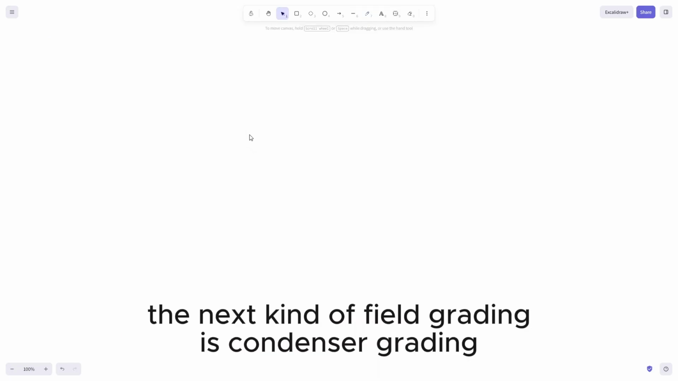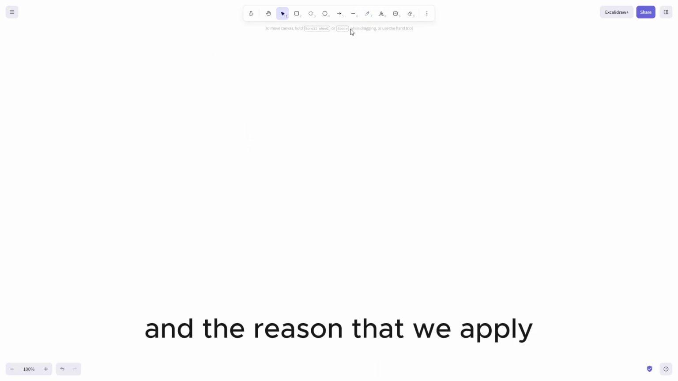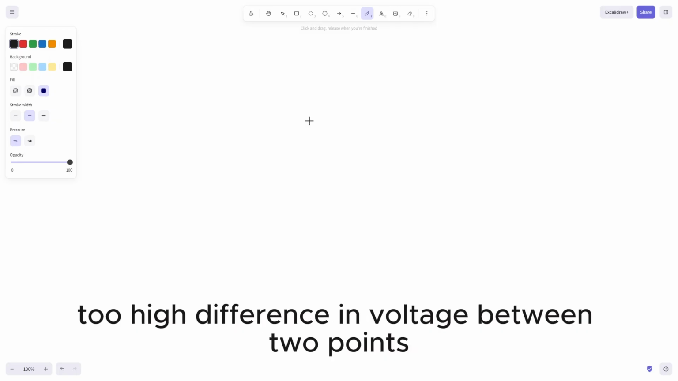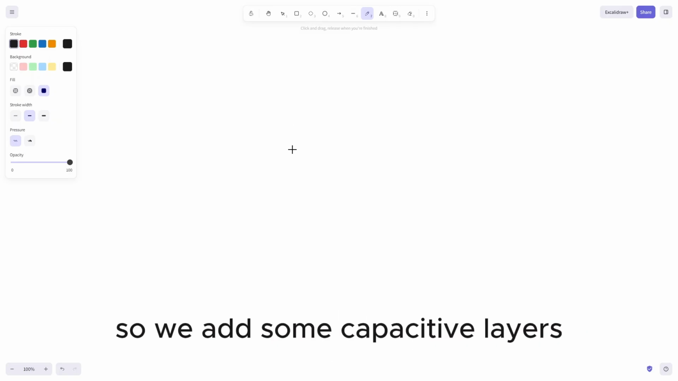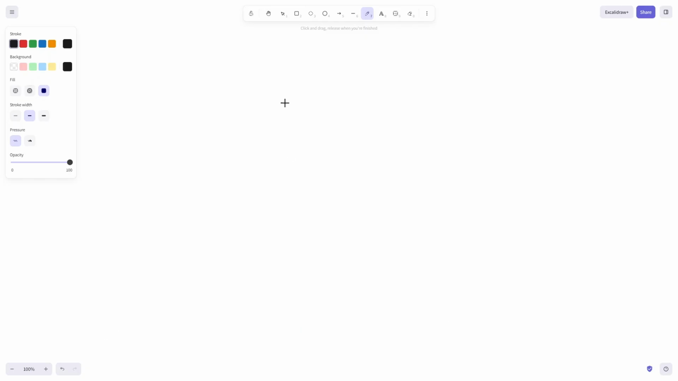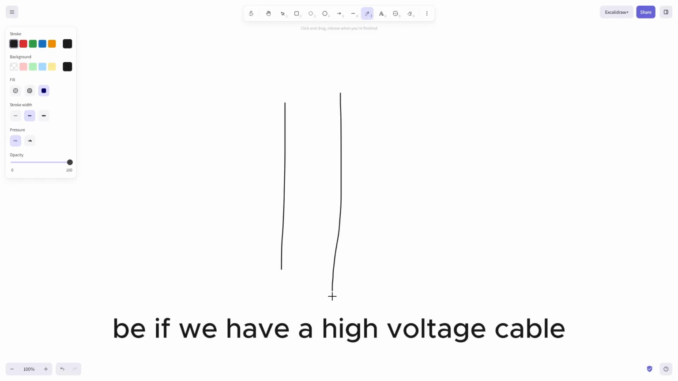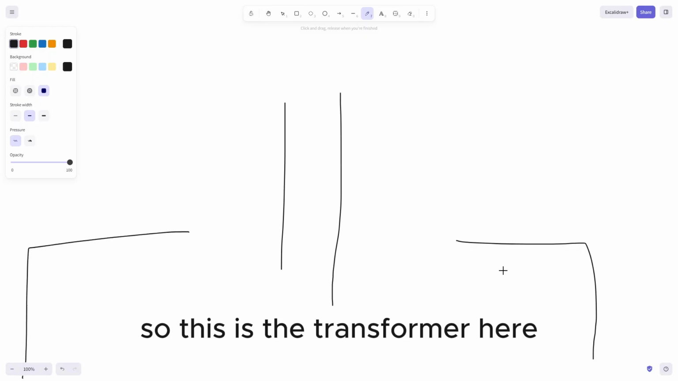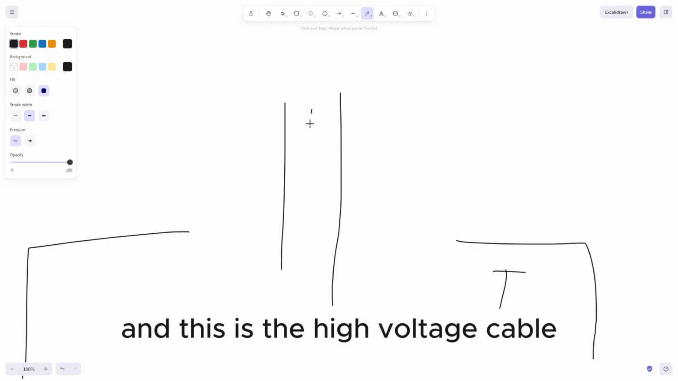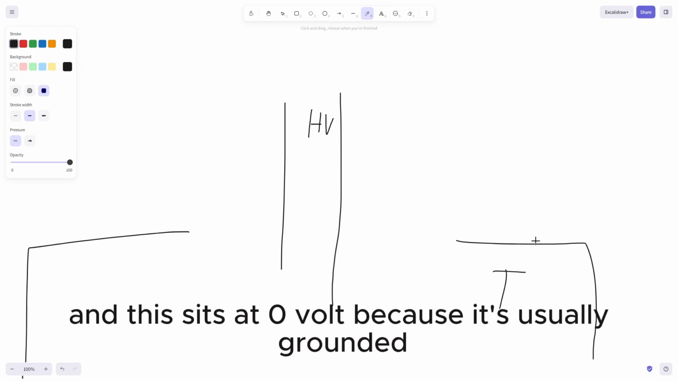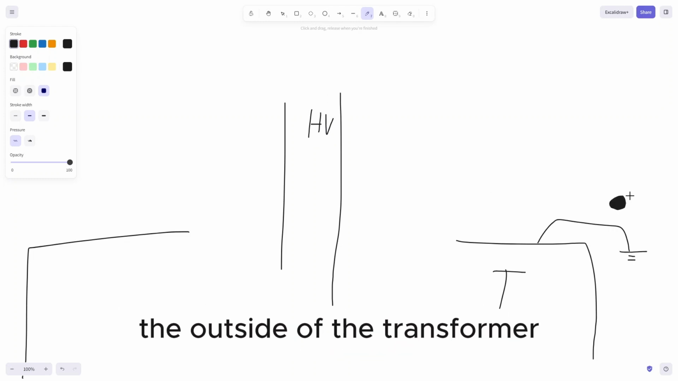The next kind of field grading is condenser grading. The reason that we apply condenser grading is to make sure that there isn't too high a difference in voltage between two points. So we add some capacitive layers to distribute the potential more evenly. That could, for example, be if we have a high voltage cable that we want to feed into a transformer. So this is the transformer here. I'm going to write T for transformer, and this is the high voltage cable. So this has high potential, and this sits at 0 volt because it's usually grounded outside of the transformer.